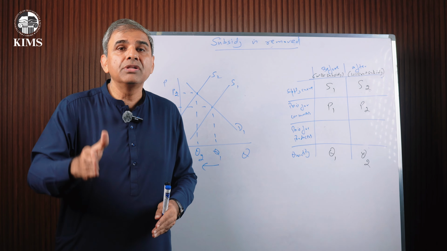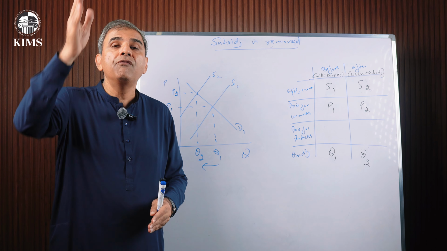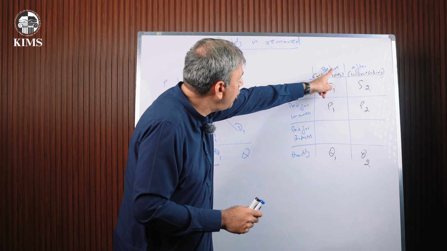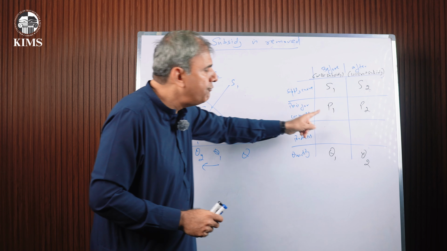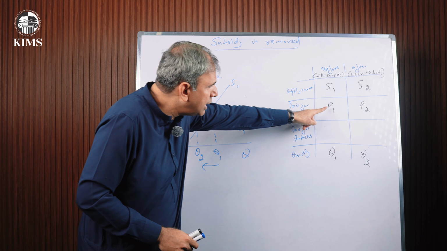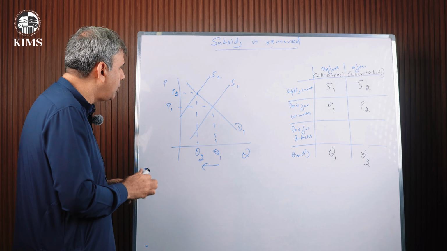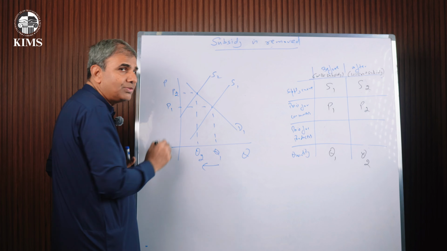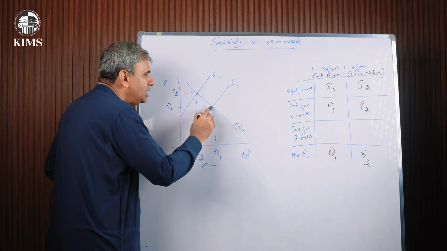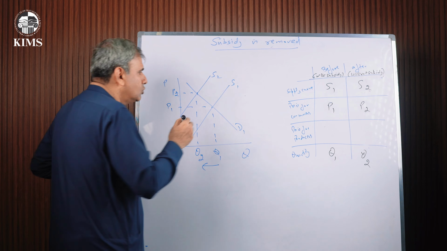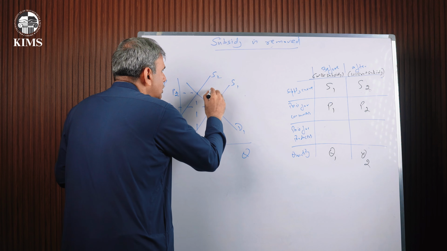So what was the price producers were receiving when there was a subsidy? Before the removal of subsidy, which price were producers getting? Producers were getting P1 plus subsidy amount. This was P1, and the subsidy amount is the vertical distance between two supply curves. So that is the price producers were getting.